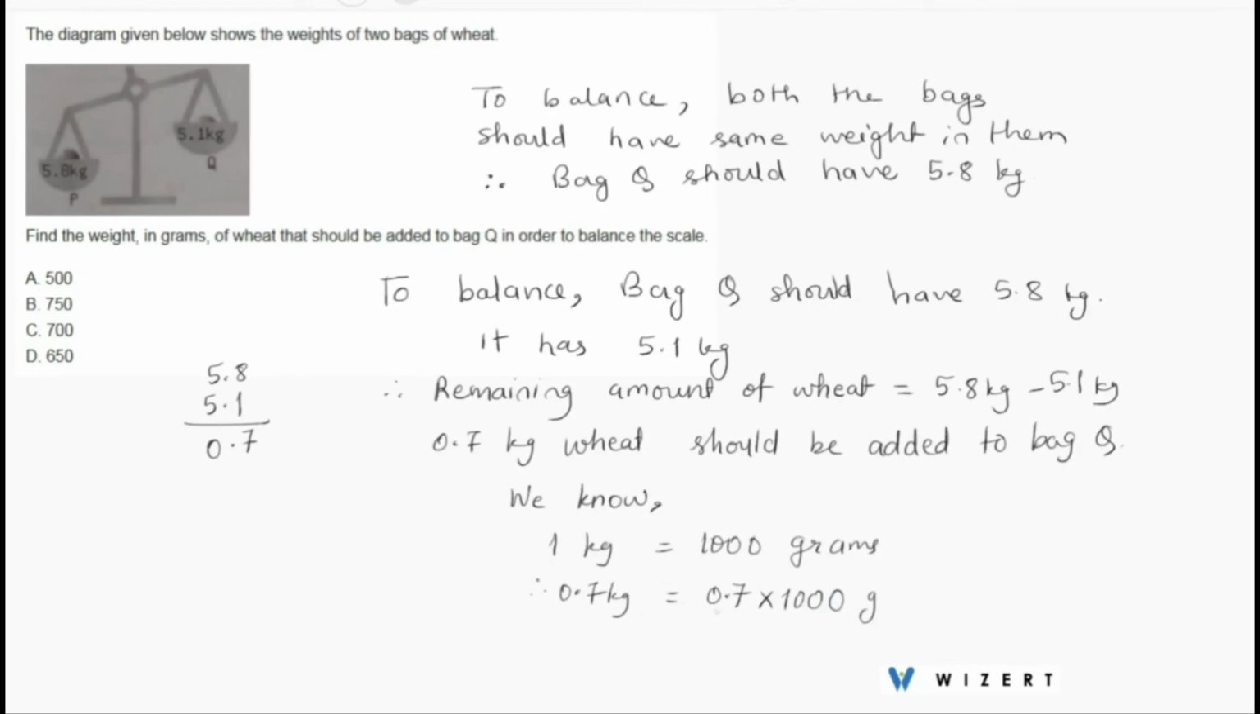We know when we multiply by a power of 10, the decimal point will move to the right side by as many digits as the number of zeros: 1, 2, 3. So in our case the decimal point will move after 3 digits. So that is equal to 700 grams. So looking at the options, yes, the answer is option C, 700 grams.